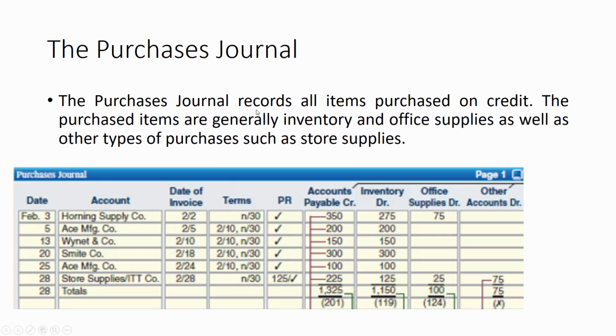Now let's look at the purchases journal. This records all items purchased on credit. The purchased items are generally inventory and office supplies, as well as other types of purchases such as store supplies.